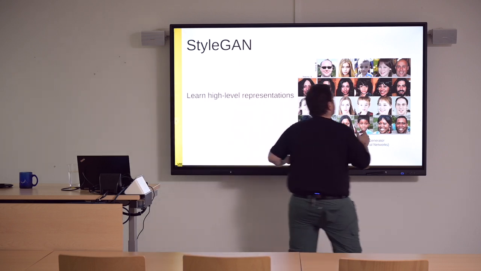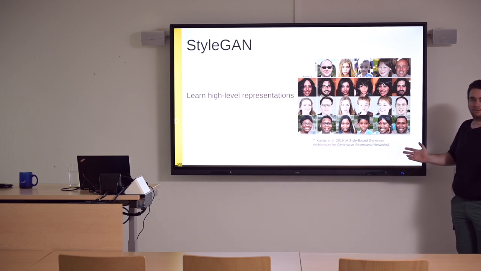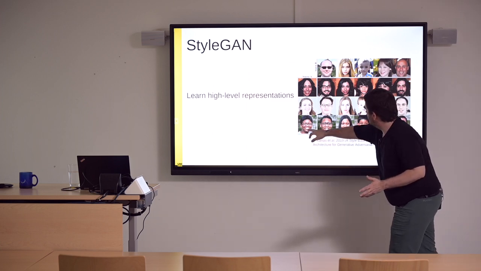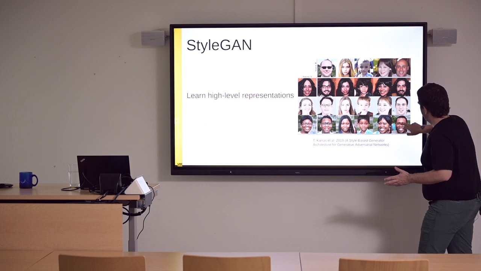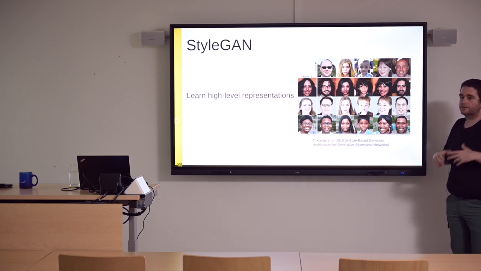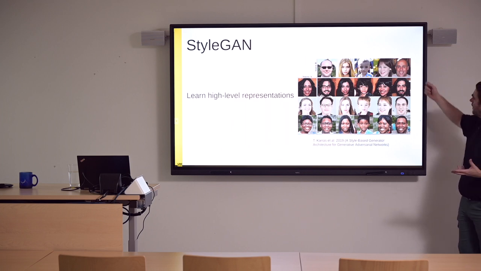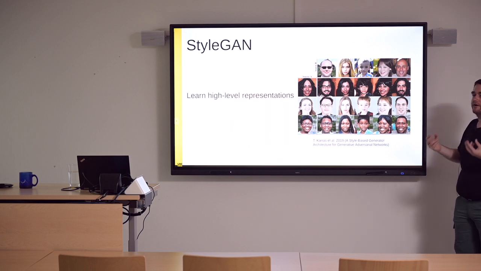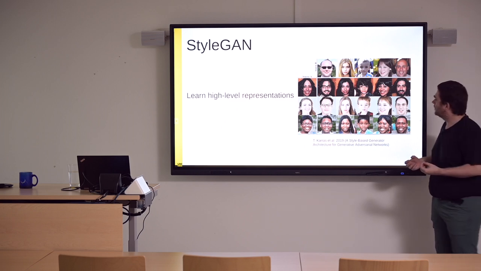So I'm not sure if this is convincing to you, but the idea that this face is the average of these two, to me, seems spectacular. And we can see that it learns very, very high level features, right?